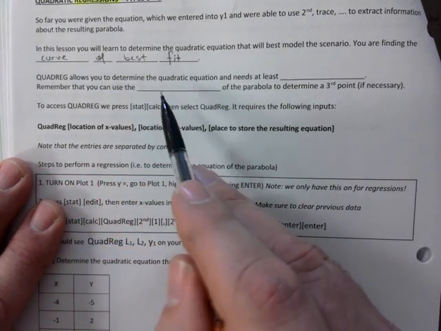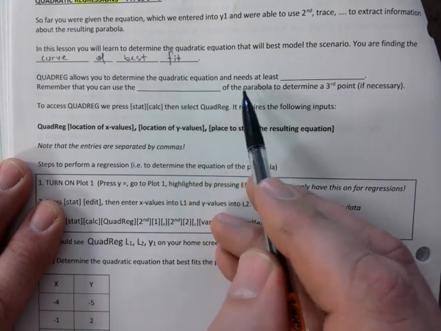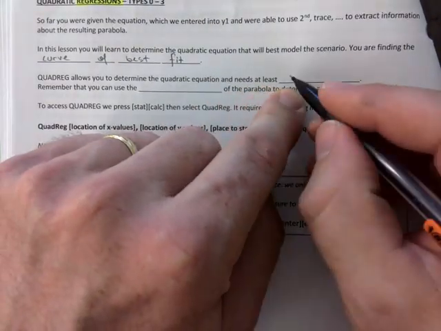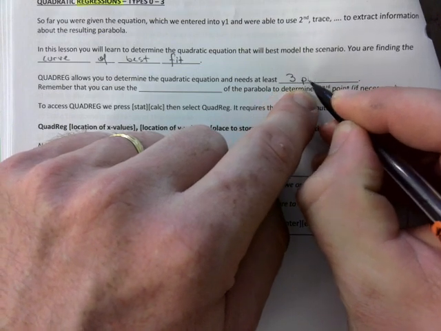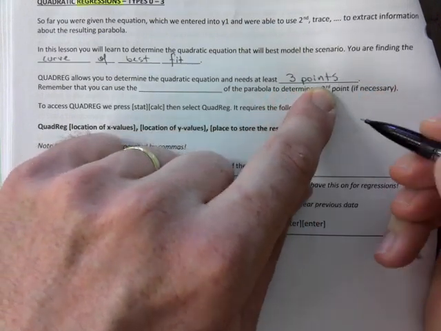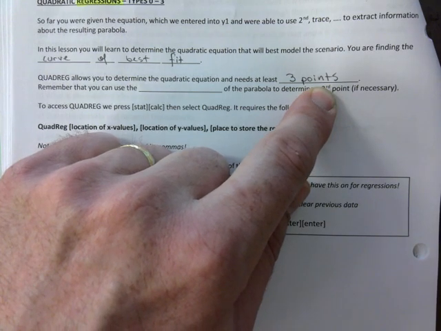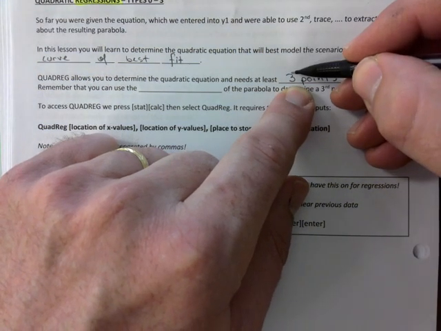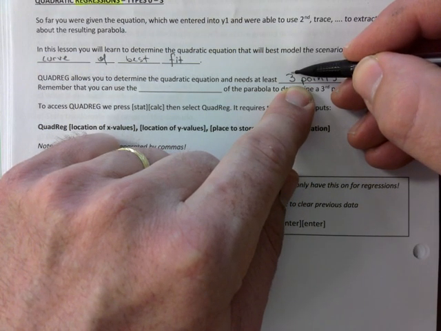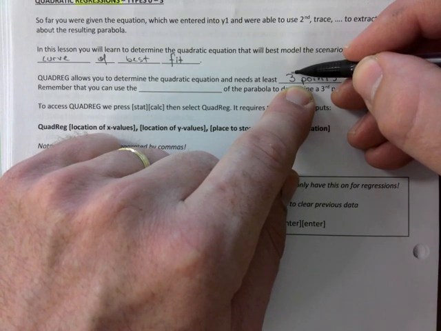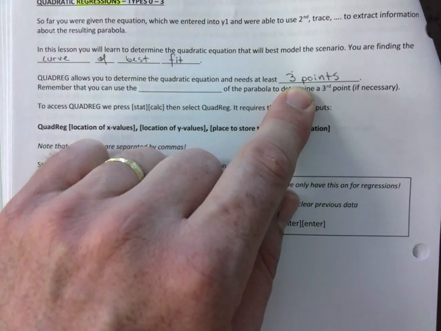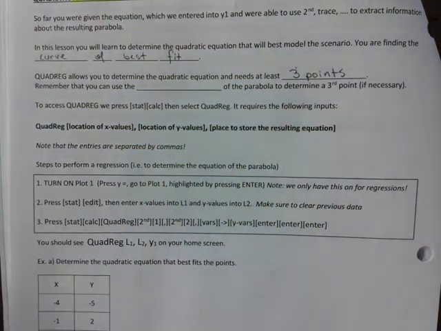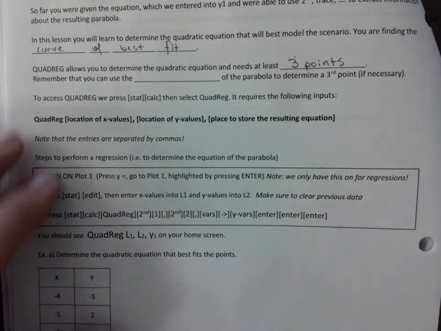Quadratic regression allows you to determine the quadratic equation, and it needs at least 3 points. You need 3 points. The rule of thumb is the degree of the function, plus 1. So for a quadratic, the degree is 2 plus 1, you need 3 points. For a linear, the degree is 1 plus 1, so 2 points. You need 2 points for a linear, 3 for a quadratic. And we won't do linear this year, but in grade 12, you will do linear from time to time.